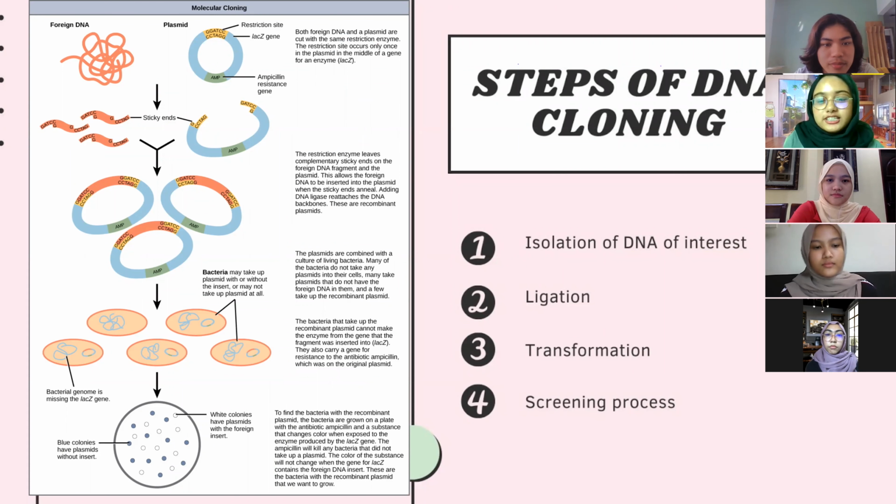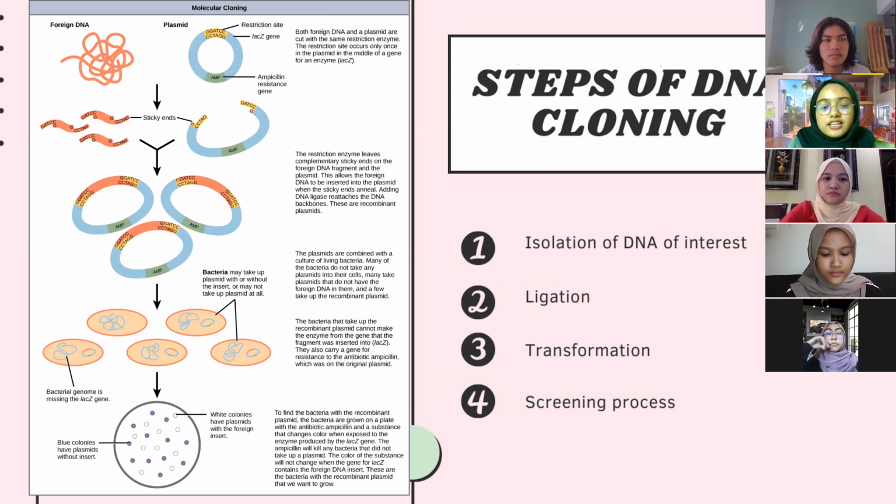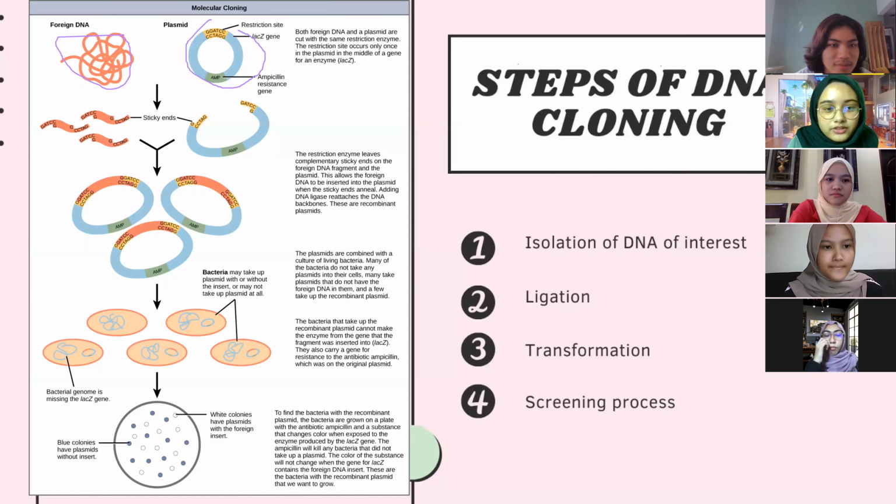As you can see, these are the steps of cloning. In order to clone a fragment of DNA, we need to insert it into a vector that will replicate in a host cell. The first step is the isolation of DNA of interest. As you can see in this poster, this is a foreign DNA and this is a plasmid. In the plasmid, there are different components, which are the ampicillin resistance gene, the LacZ gene, the restriction site, and then there's the foreign DNA.